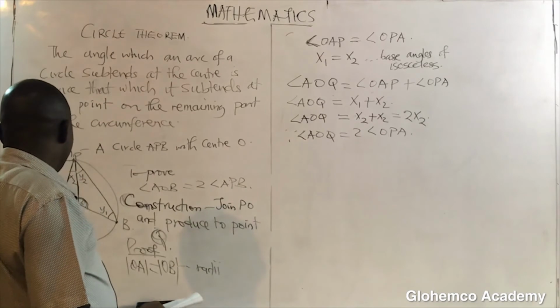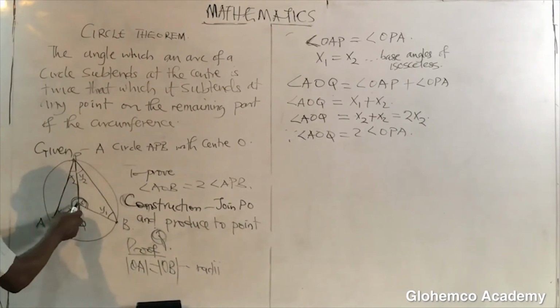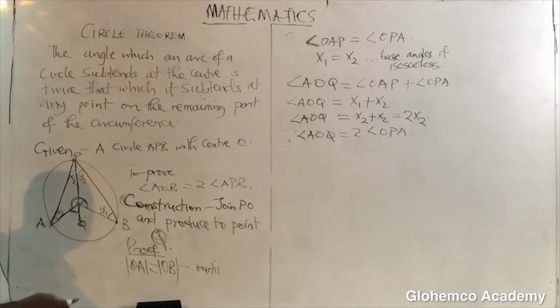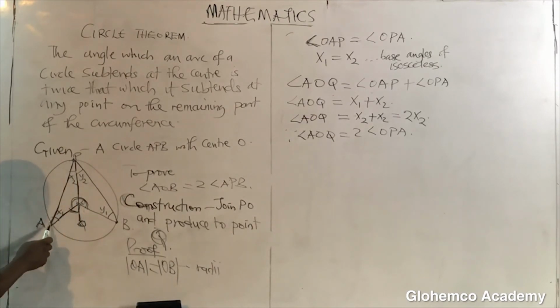Where is the OPA? PA. So what we are saying now is that if this angle is 30 degrees, and I want to get AOQ, it means AOQ will be 2 multiplied by 30, and that's 60 degrees. That means this angle will be 60 degrees.